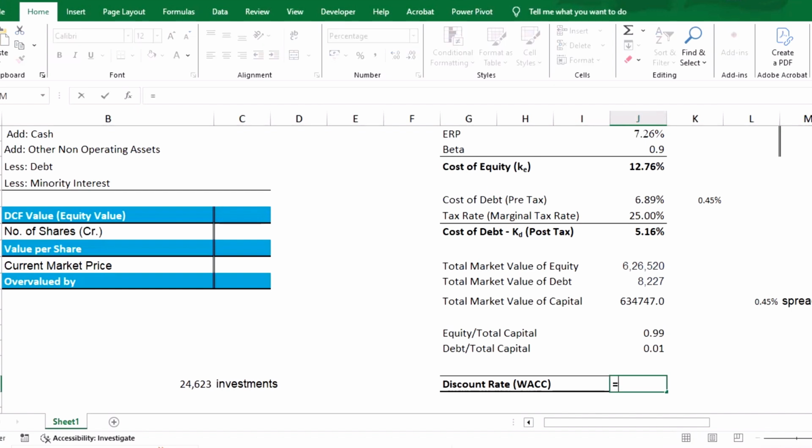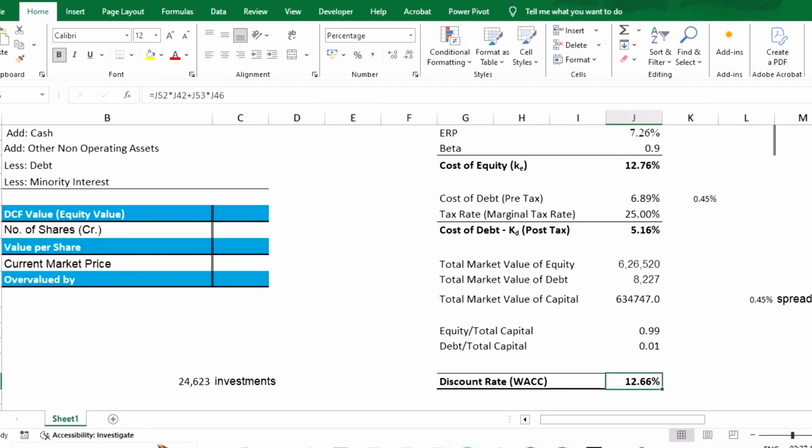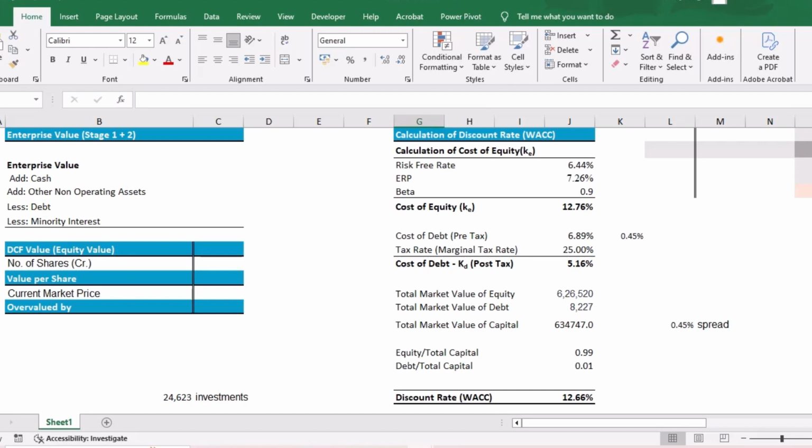So calculating the WACC, see its formula. You have to multiply the cost of equity with this figure. Okay. So this multiplied by this, plus this multiplied by cost of debt. This is our KD. So now we will move on.